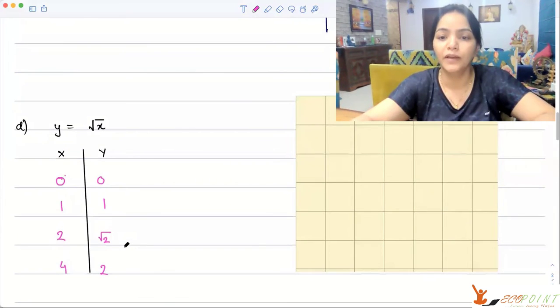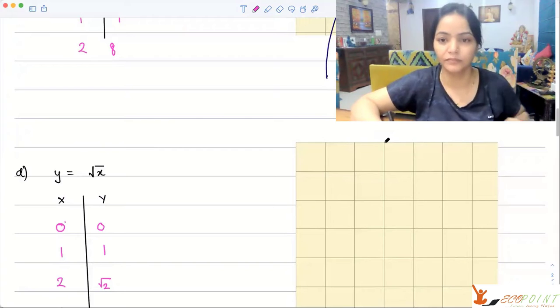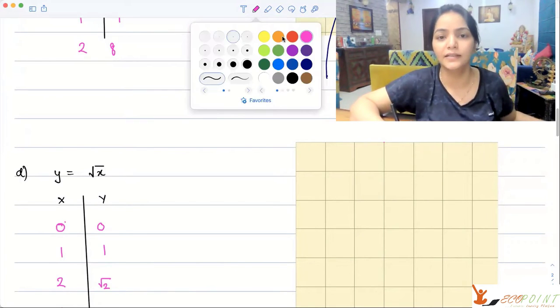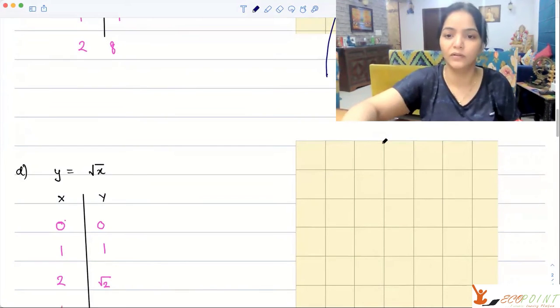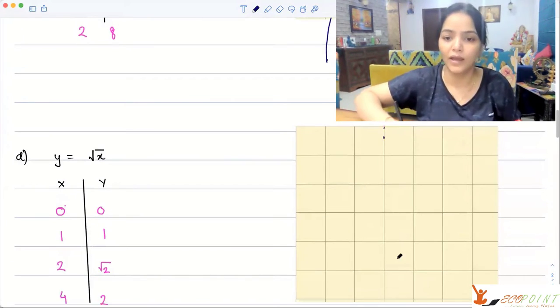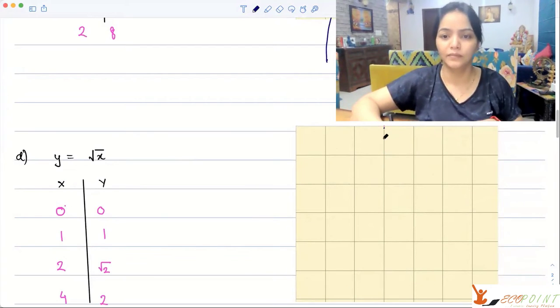So if I may graph it, here, let's graph our axis. So you have, this is your y-axis, and this is your x-axis.